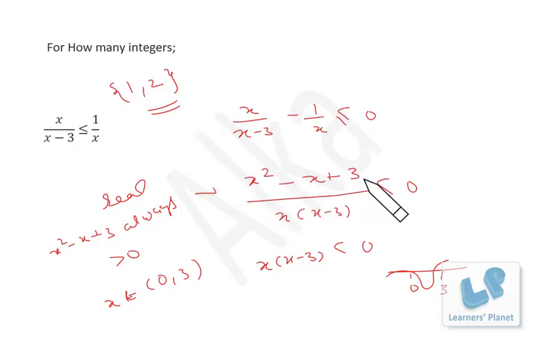You just have to be careful over here that x square minus x plus 3 will always be positive because the roots of this equation are not real. Okay? So this is the curve we will get. It will not intersect the x-axis at all. So neither will it be 0, nor will it be less than 0. It will always be greater than 0. Okay? So two integral solutions we will have for this inequation.